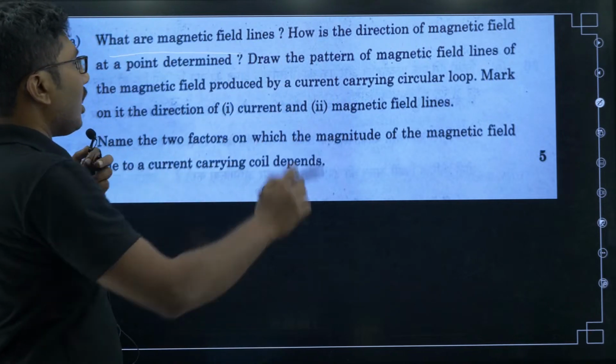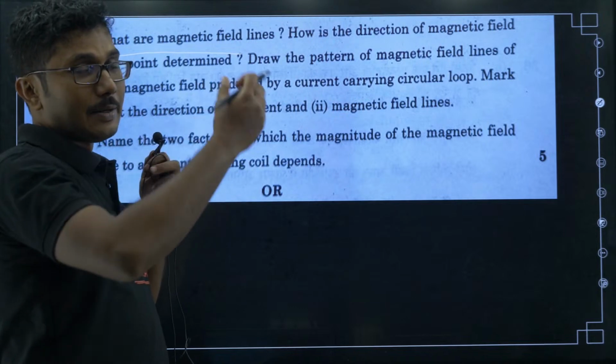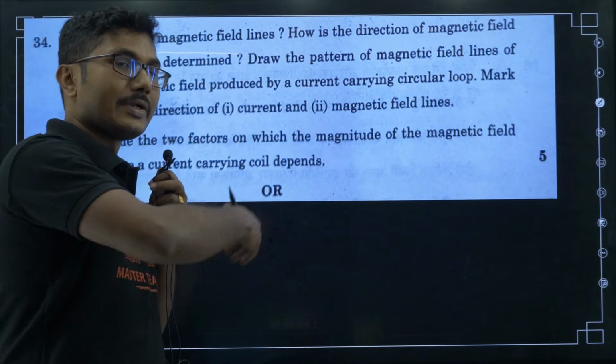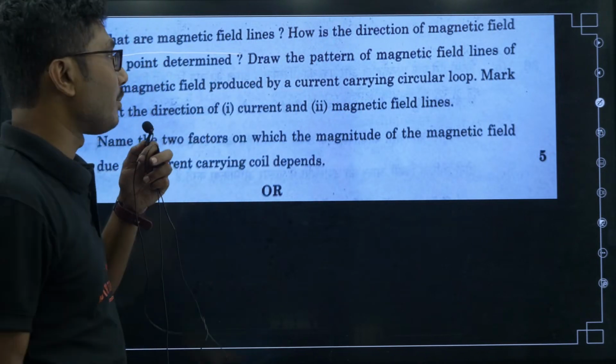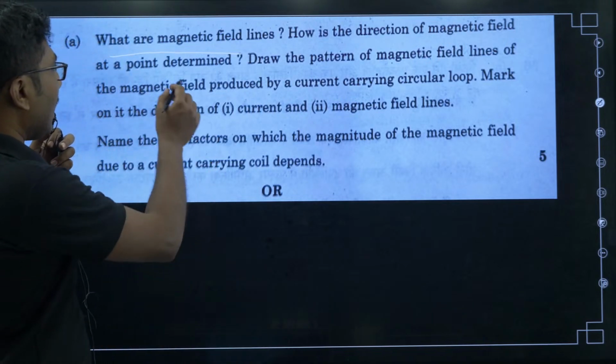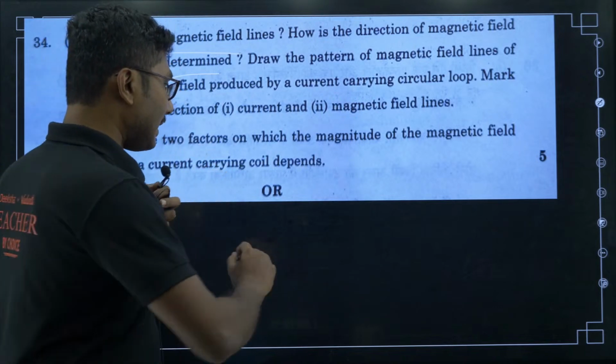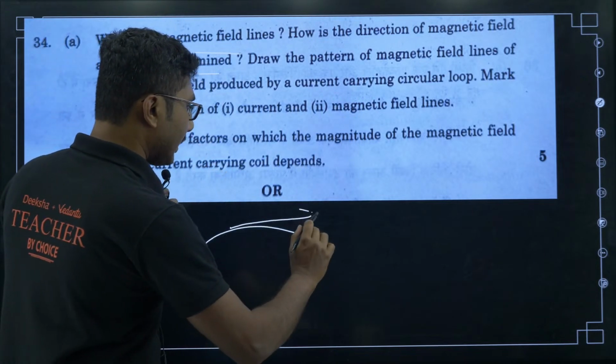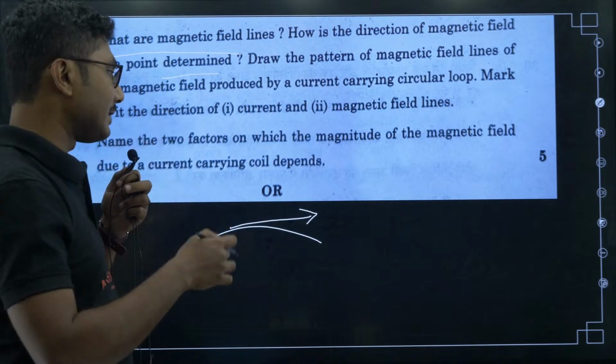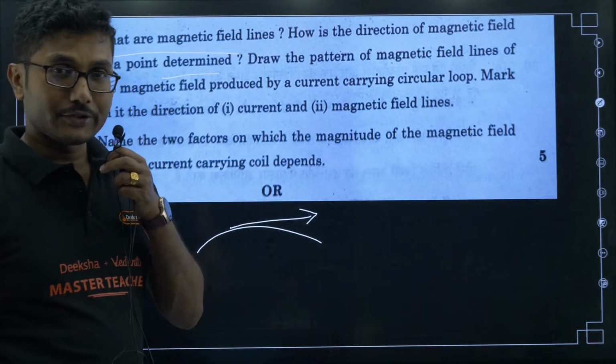Okay, so if you keep a magnetic needle, whatever is the direction from north to south, that is the direction of magnetic field lines, right? So the direction is determined by drawing a tangent at the point, and whatever is the direction of the tangent basically gives you the direction of the magnetic field lines.